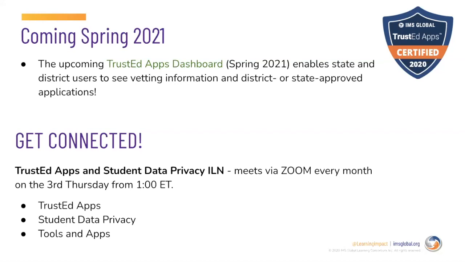And this is going to be really key, as Kate mentioned, for the teachers and the curriculum coordinators and directors in your teaching and learning department, so they can easily see the applications that have been vetted. We also want to invite you, if you're interested in staying connected with us. The Trusted Apps and Student Data Privacy ILN meets once a month on the third Thursday at 1 o'clock. Discussions they review are the Trusted Apps program, student data privacy, and tools and applications. If you're interested in that, please don't hesitate to contact one of us at IMS, and we'll make sure that we get you registered so that you can attend the Trusted Apps ILN.